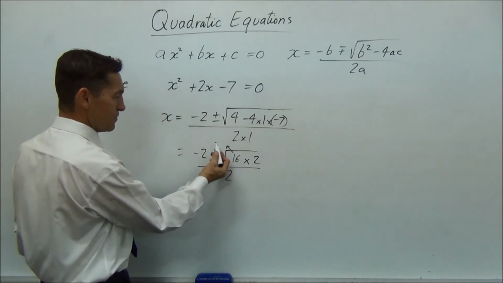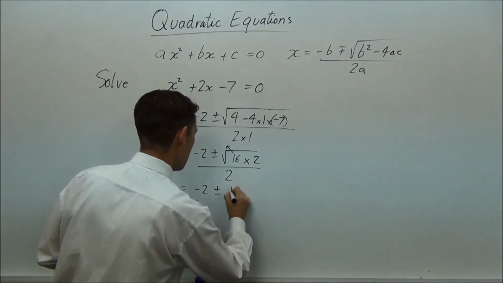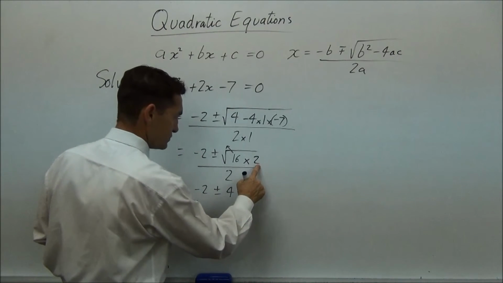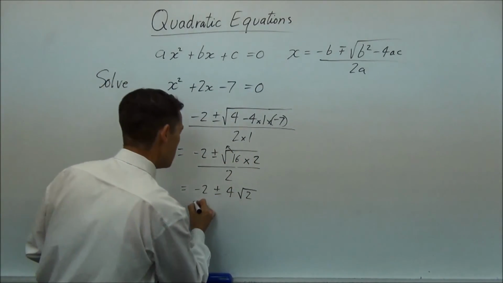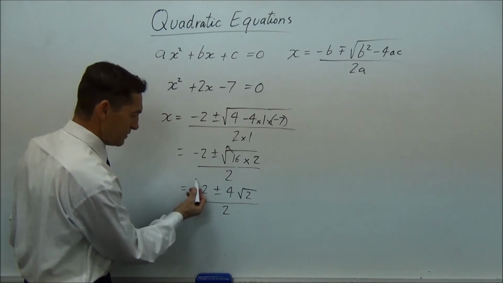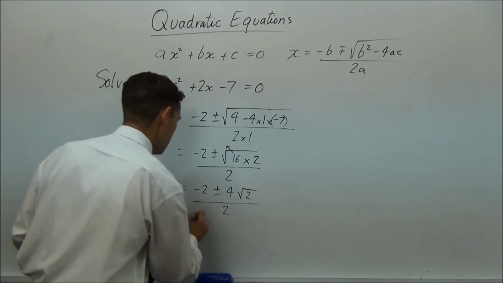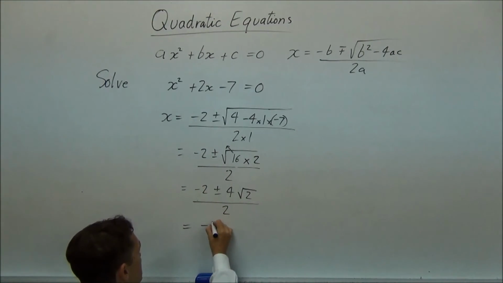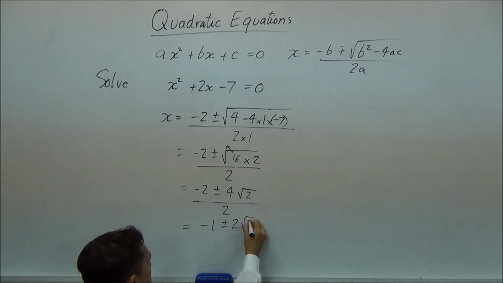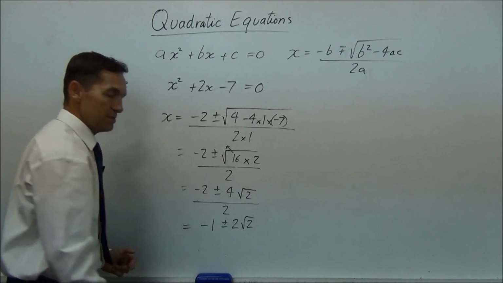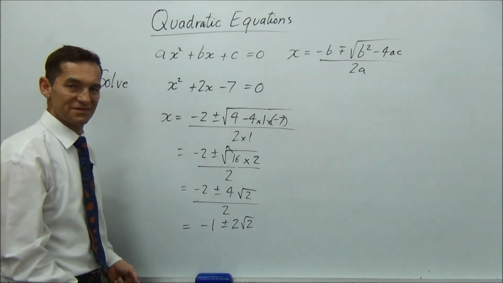4. So that 4 will come out, and we'll get minus 2 plus or minus 4 root 2. The root 2 still stays inside, and that comes out as a 4. And then we have that over 2. So now we're going to cancel this, and this will become a 2. And we'll end up with minus 1 plus or minus 2 root 2. Nothing on the bottom. And so you get a much simpler answer, and you get higher marks. And you're done.